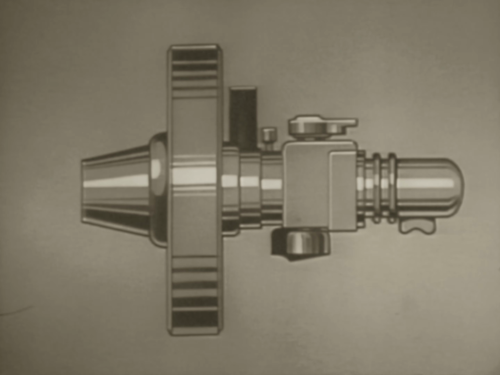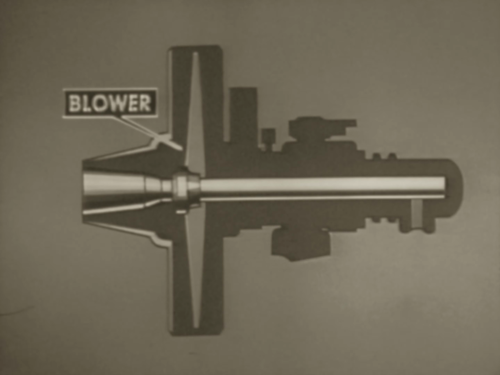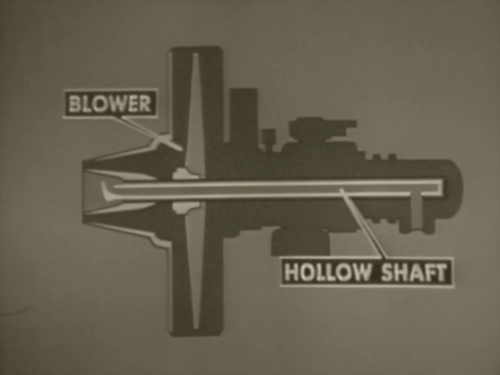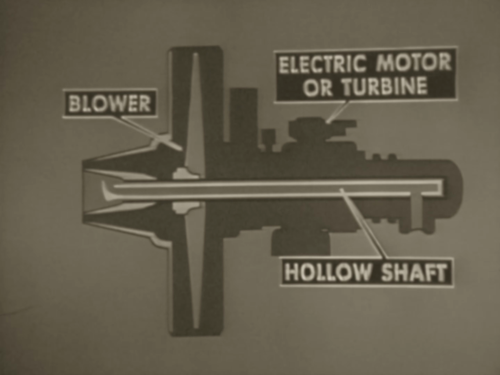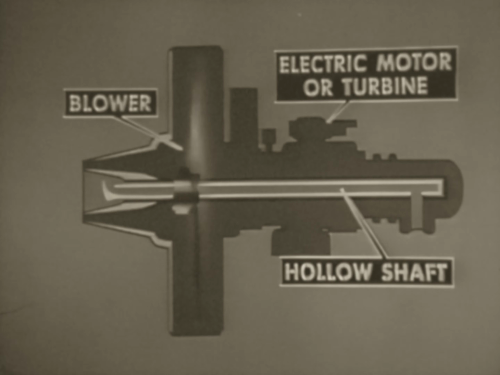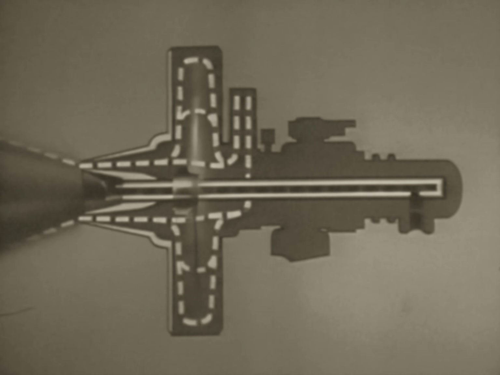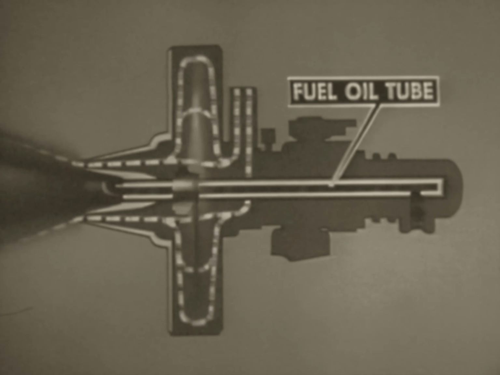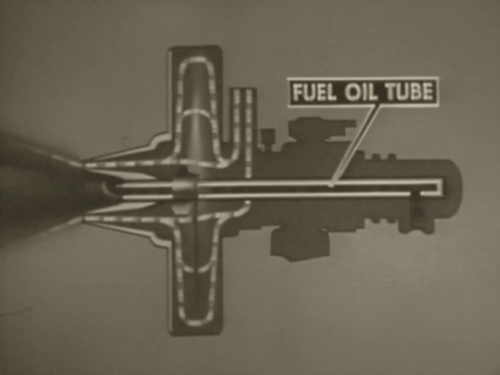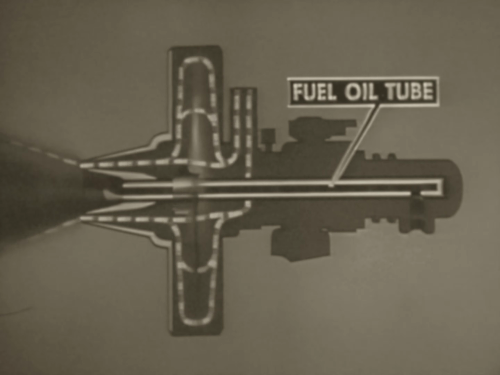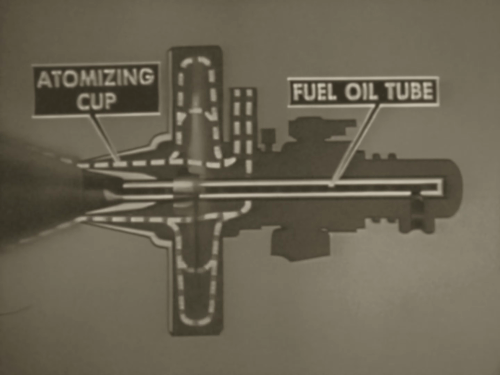In the rotary cup burner, a fan or blower is mounted on a hollow steel shaft. An electric motor or steam turbine turns the shaft and blower at high speed, providing a blast of air around the burner nozzle. The oil, under low pressure, enters through a stationary fuel oil tube inside the rotating hollow shaft and is discharged into the rotating atomizing cup.